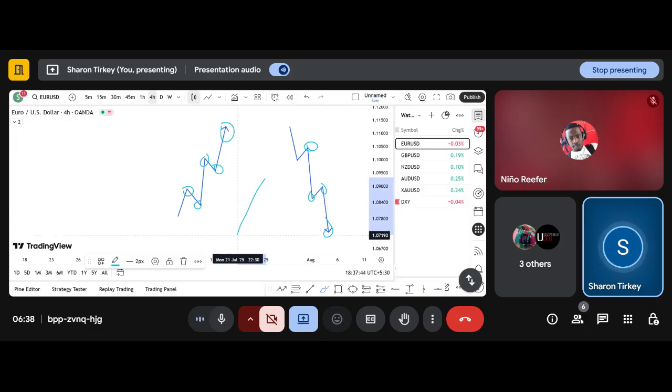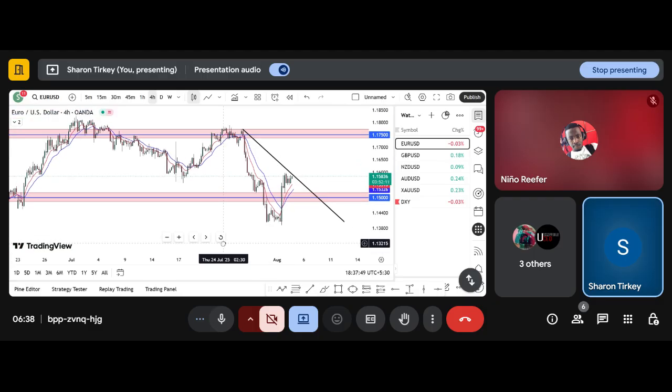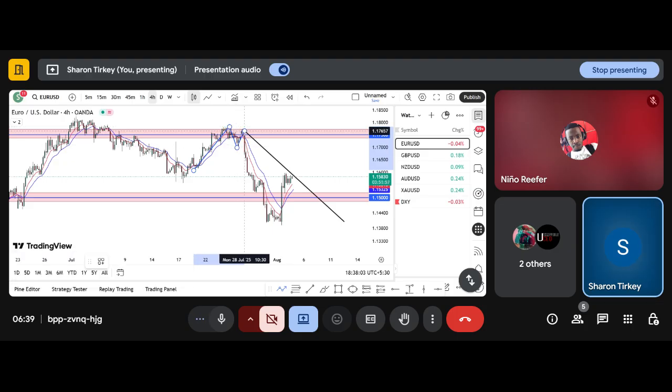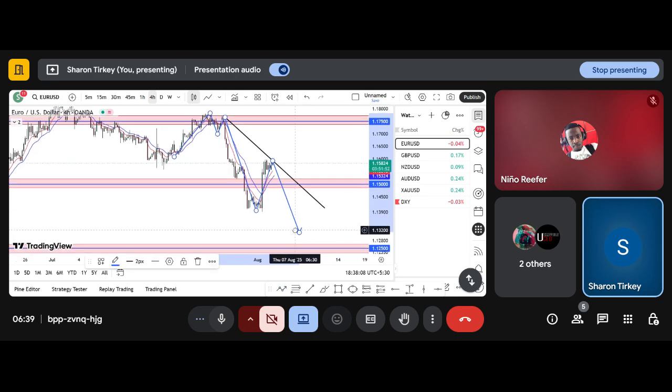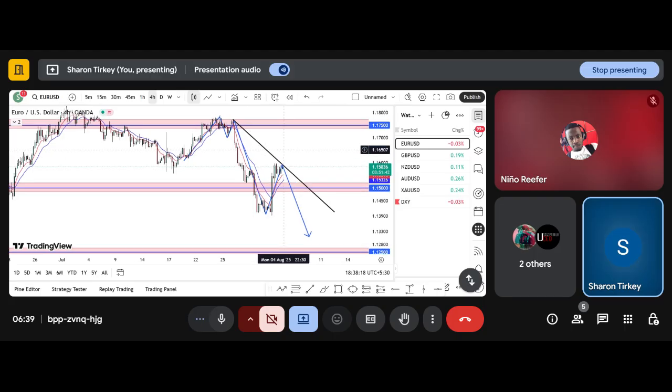Now we go into the chart. Here we see the structure. Here you see this is our structure I drew. This is a structure for a downtrend, and it is also called an M pattern, okay?